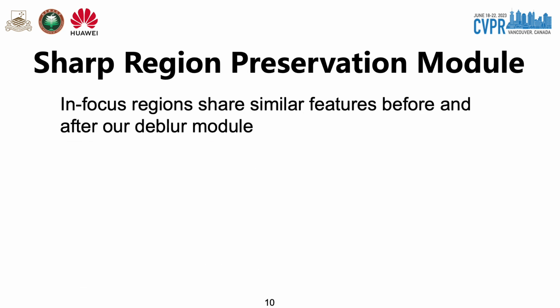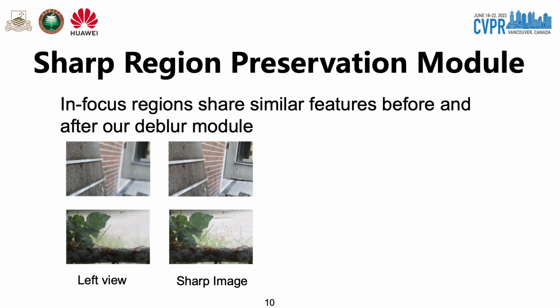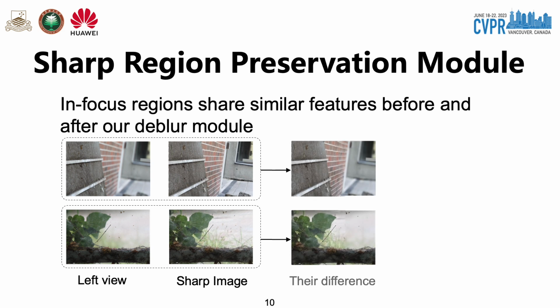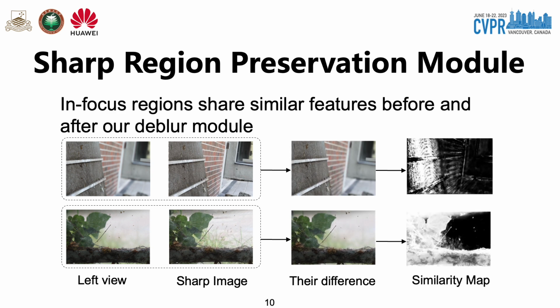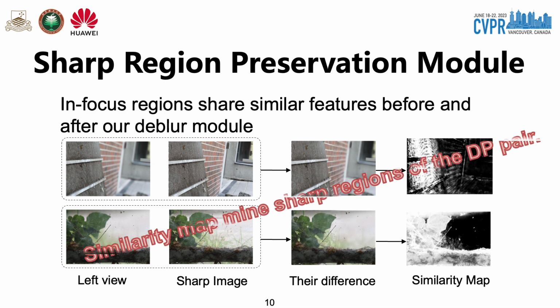Meanwhile, we also note that features from sharp image regions are nearly preserved before and after our deblur module. They should have large similarity. This motivates us to design our sharp region preservation module. By comparing the similarity of feature maps before and after deblur, we might identify in-focus sharp regions within the dual pixel images, and preserve features from these regions to improve the feature map quality for restoring the all-in-focus image. Here is an example of the similarity feature map we obtained for the dual pixel images.